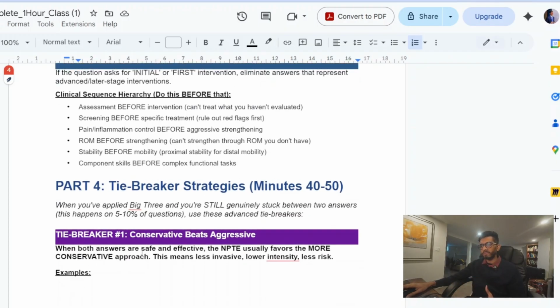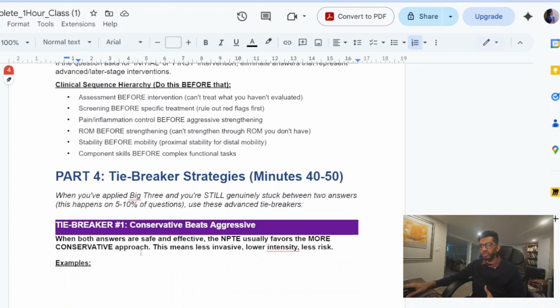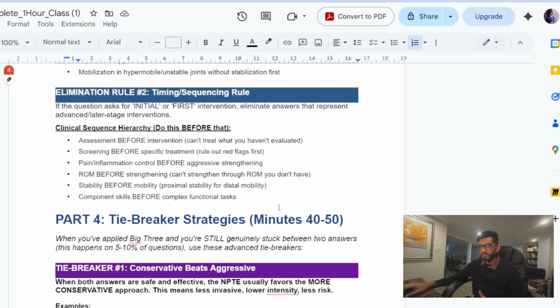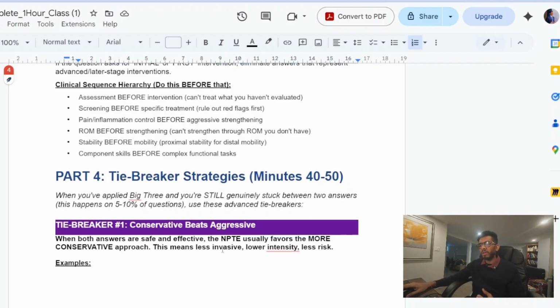Now, let's try to put this into practice. When you apply the big three and you're still genuinely stuck between two answers, which happens in 5 to 10% of questions, use these advanced tiebreakers, right? Now, what do I mean by tiebreaker?